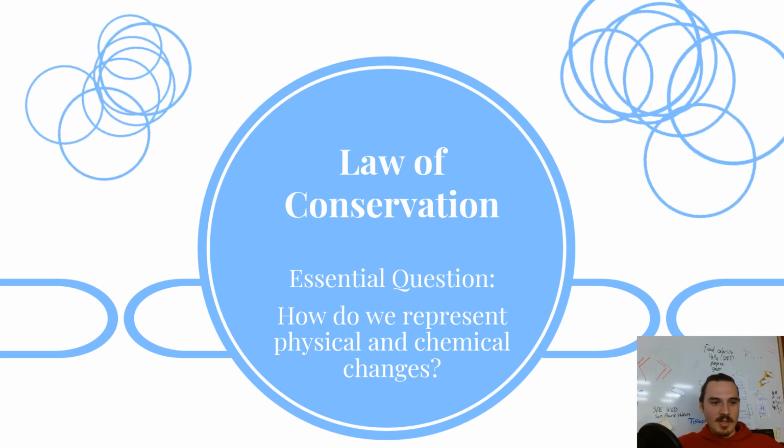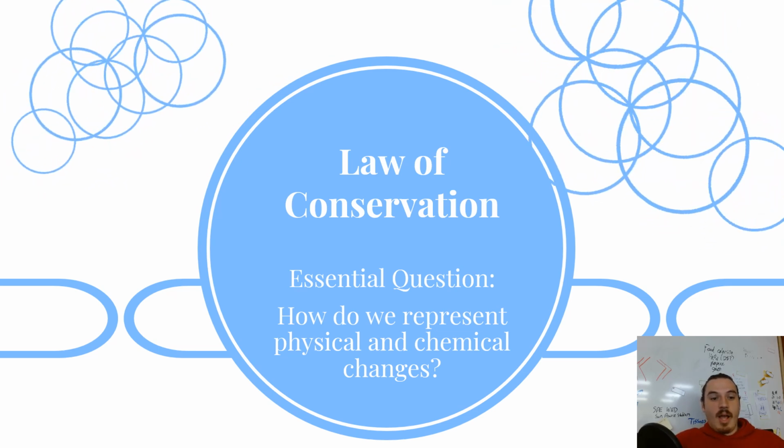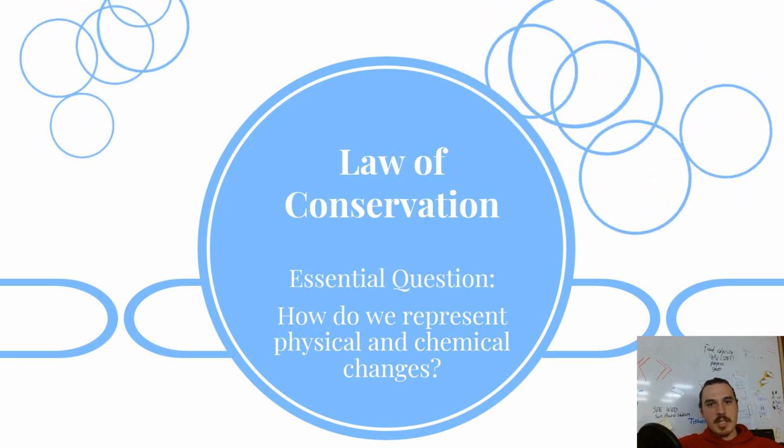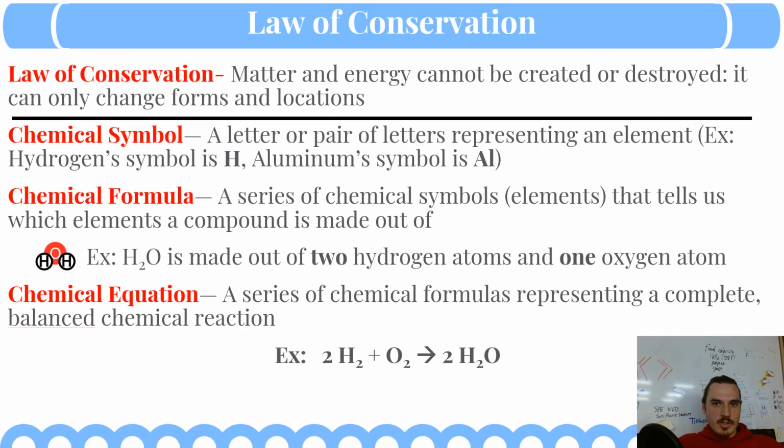Today we're talking about the law of conservation, talking about how we represent physical and chemical changes a little bit further. So starting off here with a little bit of vocabulary, the law of conservation states that matter and energy cannot be created or destroyed. No matter how hard you try, you can't create new energy, you can't create new matter, and you can never destroy it. It can only change its form and its location across the cosmos, across our universe, different parts of our planet. It can go anywhere.